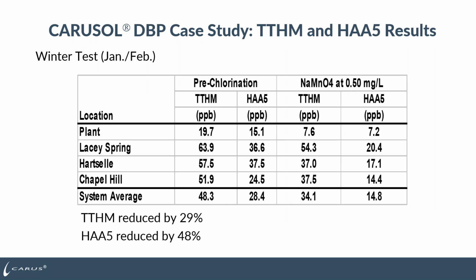Now, they ran 2 tests at this plant. They ran a winter test when they typically had the lowest THMs and HAAs in the water, and then they also ran this test again in the summer when they had the highest numbers. The reason they ran these 2 tests is they wanted to see, do we need to feed year round? And if we do feed year round, do we see a benefit in the low THM HAA months? And do we see that same benefit in the summer months?